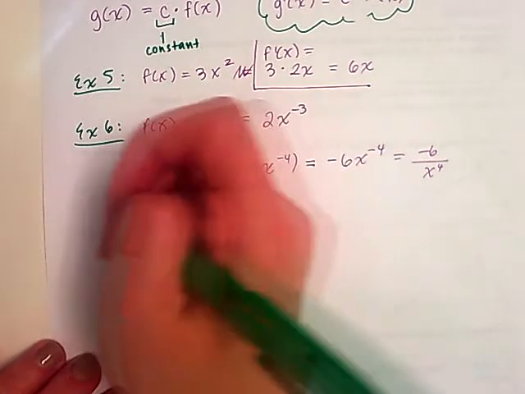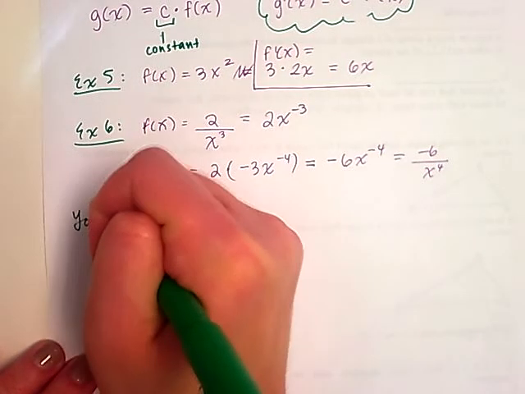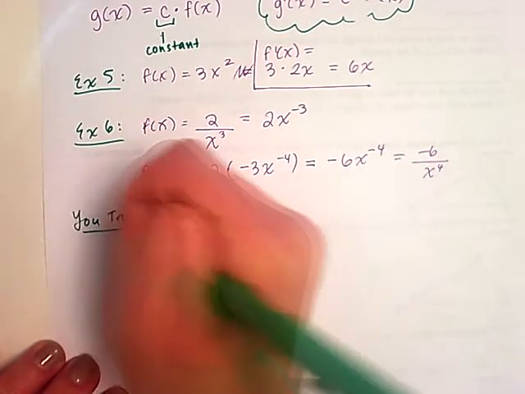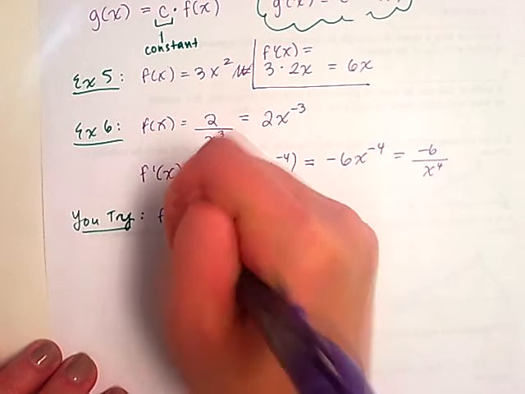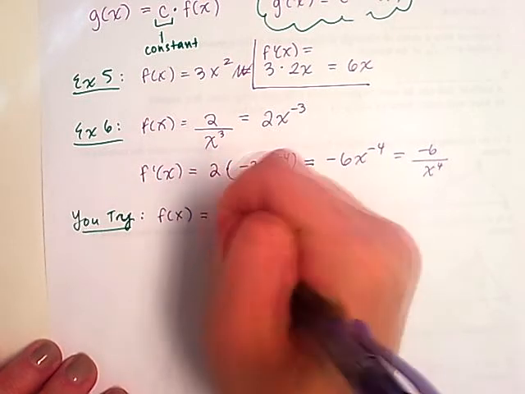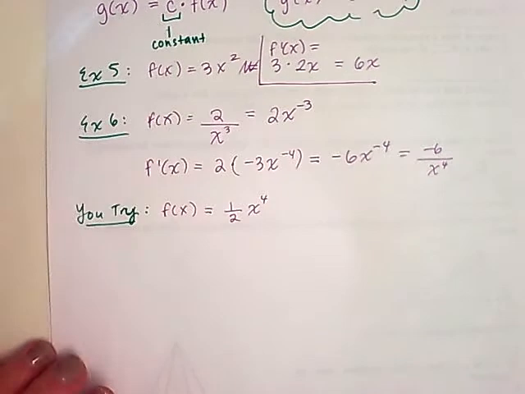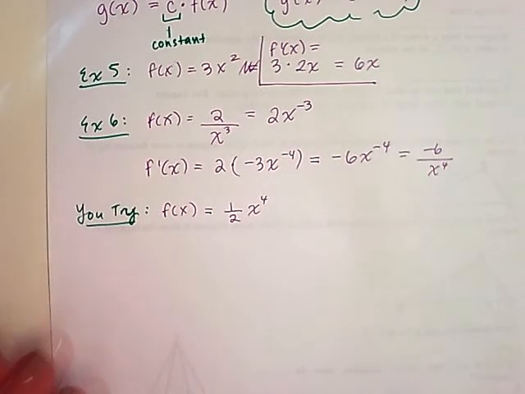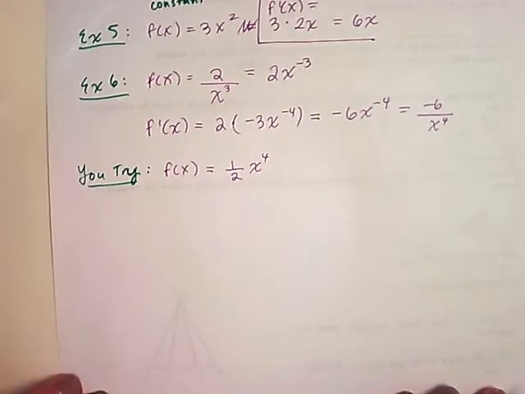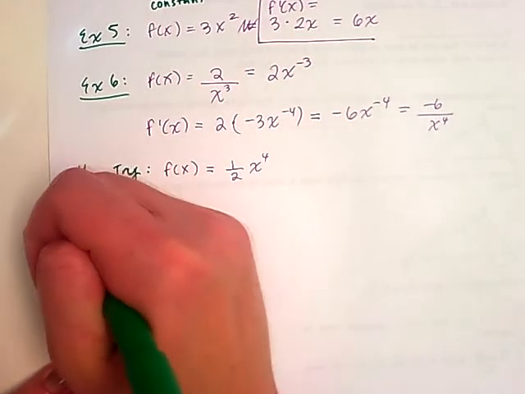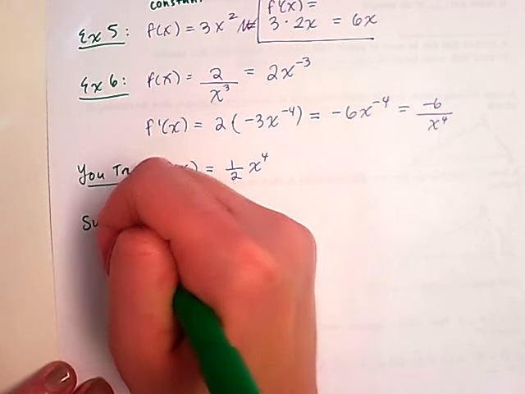So a try-it problem for you guys is f of x equals 1/2 x to the 4th. So what can you do with that? And actually, I said I wasn't going to do any more. I said this was the last rule, but I'm going to put one more rule in this video, which is something called the sum and difference rule.